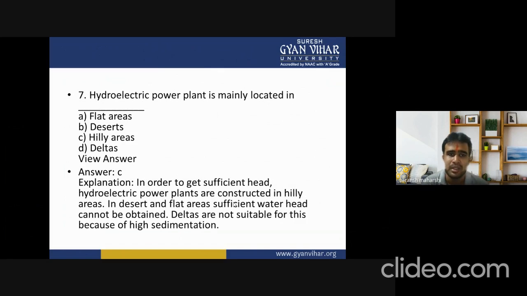Hydroelectric power plant is mainly located in option A, flat areas, option B, deserts, option C, hilly areas, option D, deltas. So the correct answer is option C, hilly areas. In order to get sufficient water height, hydroelectric power plants are constructed in hilly areas. In desert and flat areas, sufficient water height cannot be obtained. Deltas are not suitable for this because of the high sedimentation.